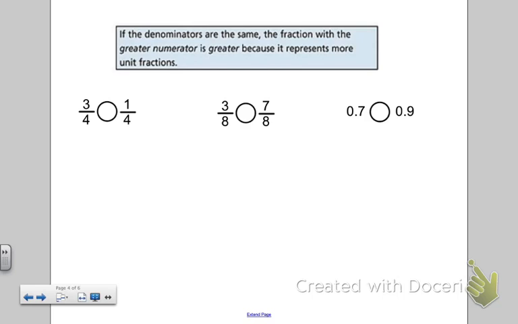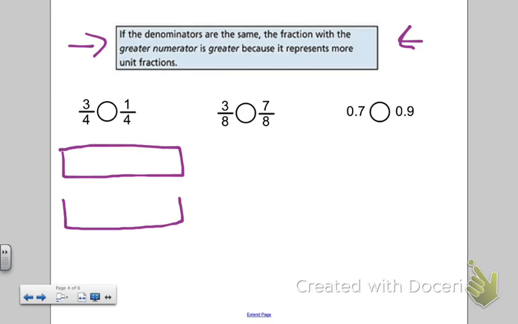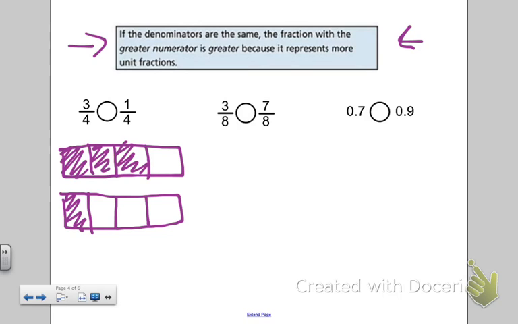Now, what if your numerators aren't the same? What if this time the denominators are the same? This time, if you have like denominators, the fraction with the greater numerator is going to be greater. So think of it this way, 3/4, here's my whole, here's another whole, and both of them are broken up into fourths. They're both broken up into the same unit fractions, but this one has 3/4, and this one only has 1/4. Obviously, 3/4 is greater than 1/4.